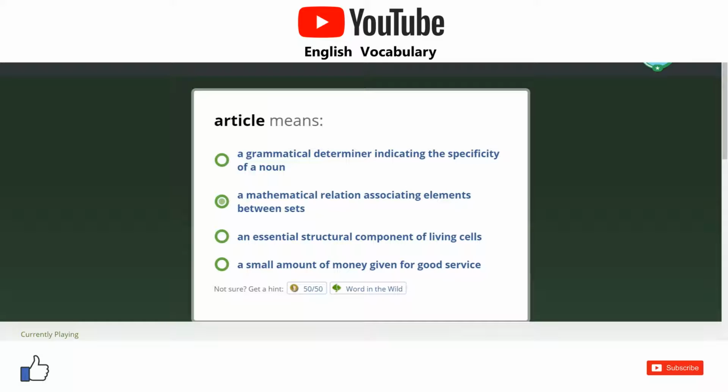A determiner indicating the specificity of a noun. B. A mathematical relation associating elements between sets. C. An essential structural component of living cells. Or, D. A small amount of money given for good service.